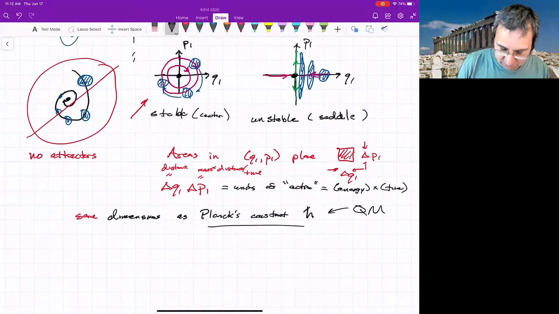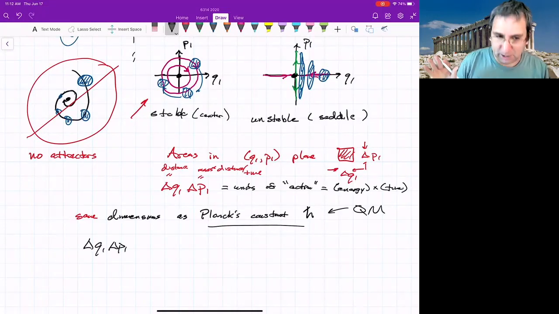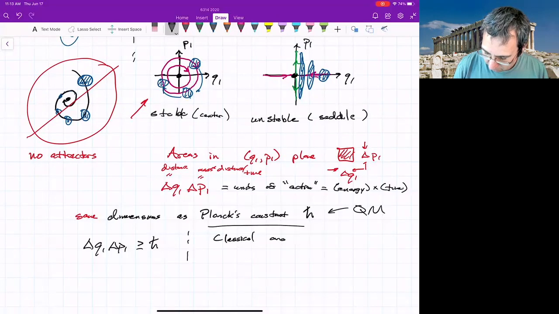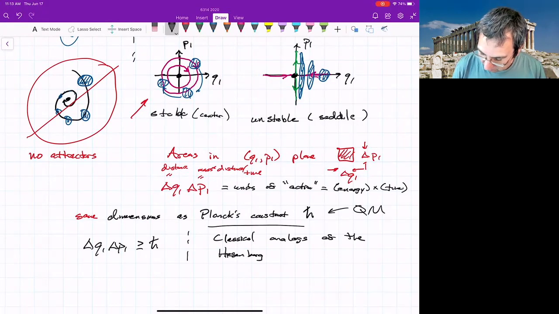In quantum mechanics, you've probably heard of the uncertainty principle. Right, delta Q, delta P. And they would have different interpretations, but you get something like this. I think it's greater than that. Yeah, something like that. This is the Heisenberg uncertainty principle of quantum mechanics, but there are classical analogs of the Heisenberg uncertainty principle, which I think is a cool topic. I haven't really looked at it much.